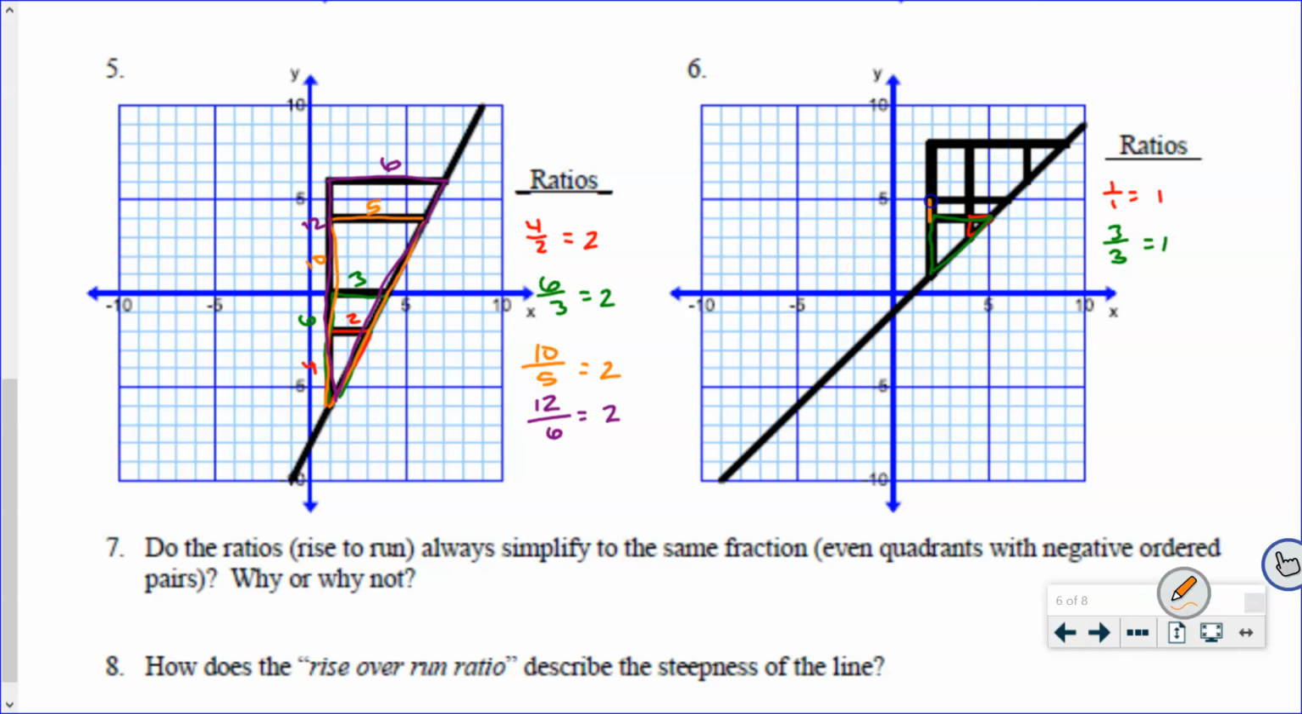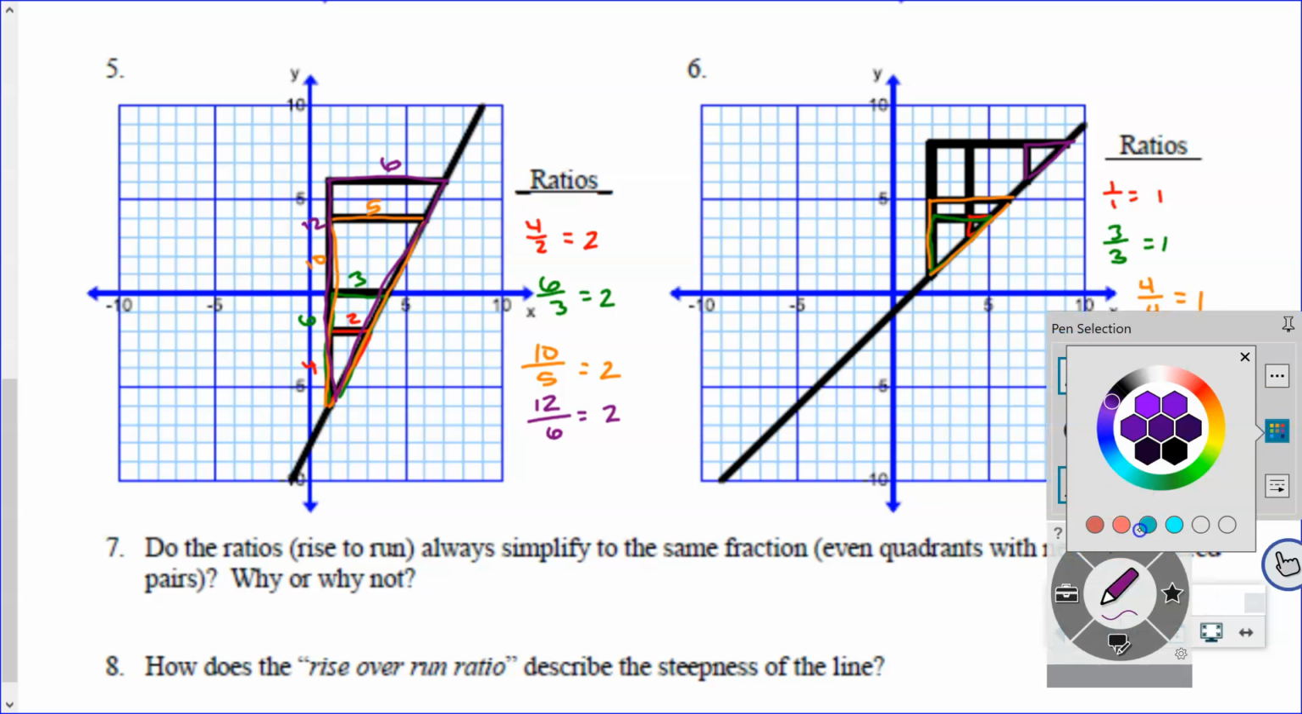Do you see this one? And we have a rise of 1, 2, 3, 4, and a run of 1, 2, 3, 4. 4 over 4 simplifies to 1. Next one here. Do you see this one? Okay, and this one here. 2 over 2 is 1.